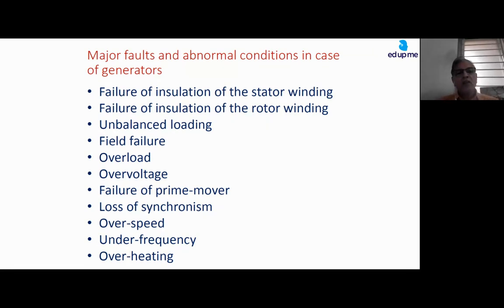Overload, over voltage, failure of prime mover. There is a choke, the steam valve feeding the steam line feeding the turbine is getting choked. Steam is not being fed to the turbine. The turbine does not generate mechanical power, but the generator does not stop, because the generator will receive power from the infinite bus. The generator will run as a synchronous motor, and the generator will drive the turbine as a pump, which is known as failure of prime mover. In a power plant, there are many mechanical things also which one has to learn.